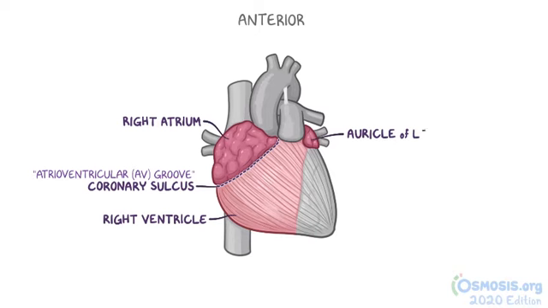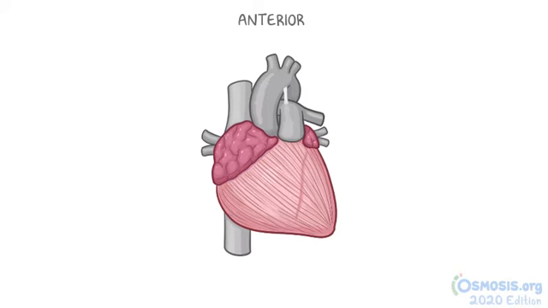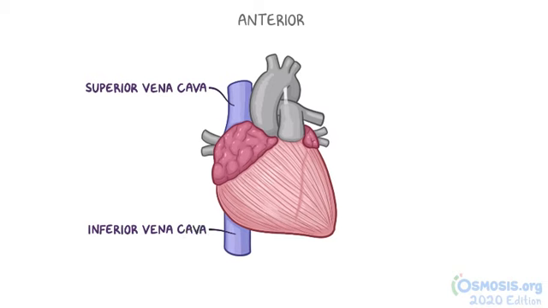Then, there's the auricle of the left atrium and the left ventricle, which are also separated by the coronary sulcus. The right ventricle and left ventricle are separated by the anterior interventricular sulcus. Moving on, you can actually see parts of the great vessels on an anterior view. So from right to left, there's part of the superior vena cava, which opens in the superior part of the right atrium. Then there's part of the inferior vena cava, which also opens in the right atrium, but the opening can only be seen on a posterior view.